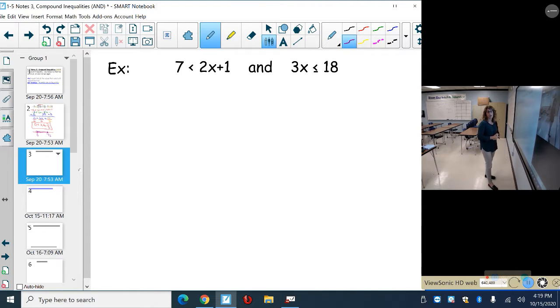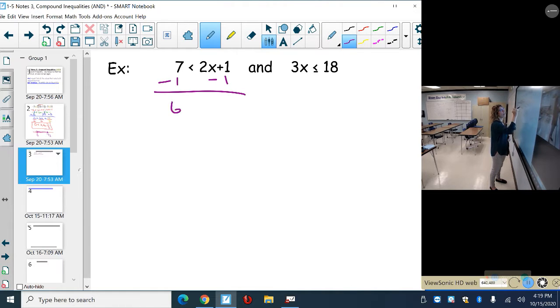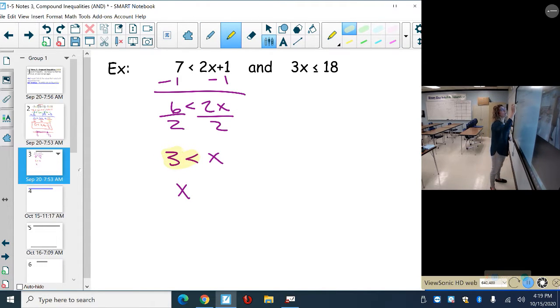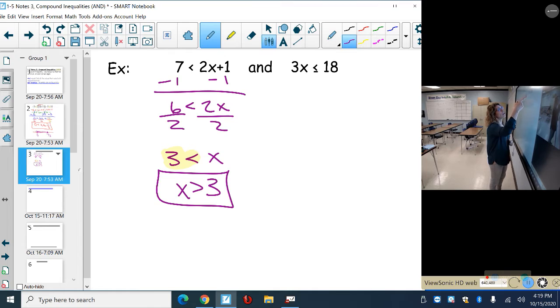Same concept. Now I have two different equations. Just solve them both. So if I do that, I subtract 1, and I have 6 is less than 2x. Divide by 2, 3 is less than x. We don't like the way that looks. We need to pick it up and turn it around. When we do that, the arrow is pointing toward the 3 before we pick it up and move it, so it's going to still point toward the 3 there. So here's one of them. Now I need to go ahead and finish this one, so I divide by 3 and I have x is less than or equal to 6.